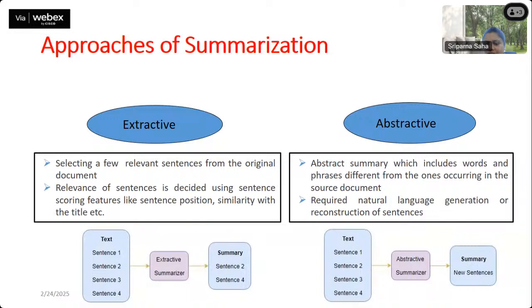Abstractive summarization means, suppose originally there are 100 sentences. We read those 100 sentences and then rewrite the summary in our own words.